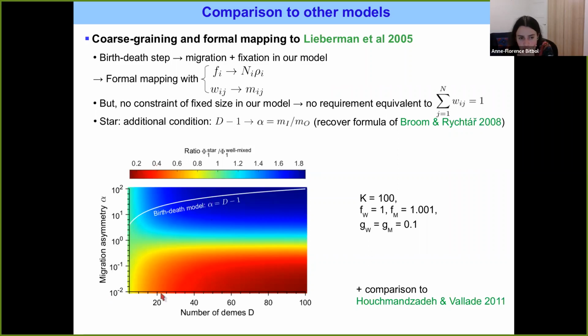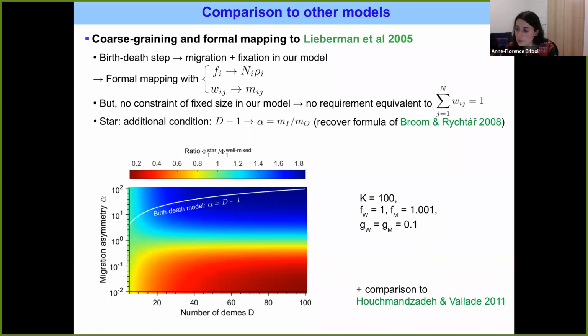So what you can see is that in our model, we have vastly different results depending on migration asymmetry. We switch from being an amplifier to being a suppressor, while if you are constrained to be on this line, you see the star as being just an amplifier of selection. So this means that our model has this extra parameter, which is migration rate asymmetry, and which determines whether the star is going to be an amplifier or a suppressor.